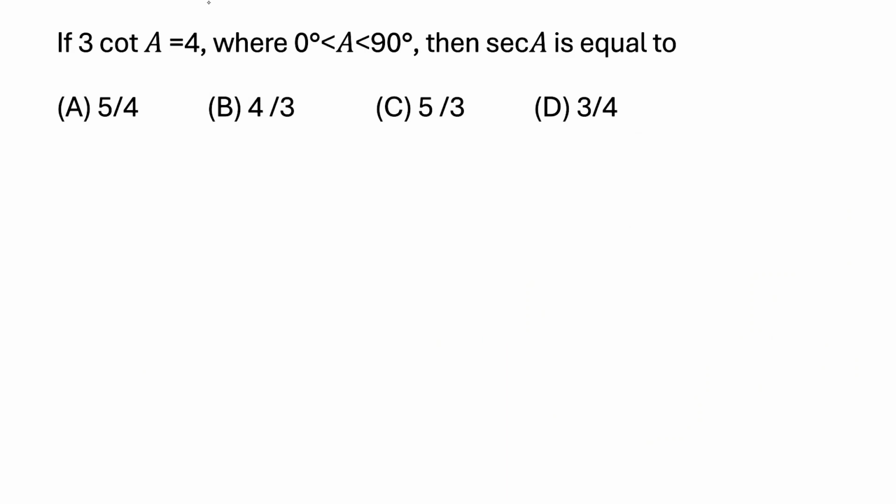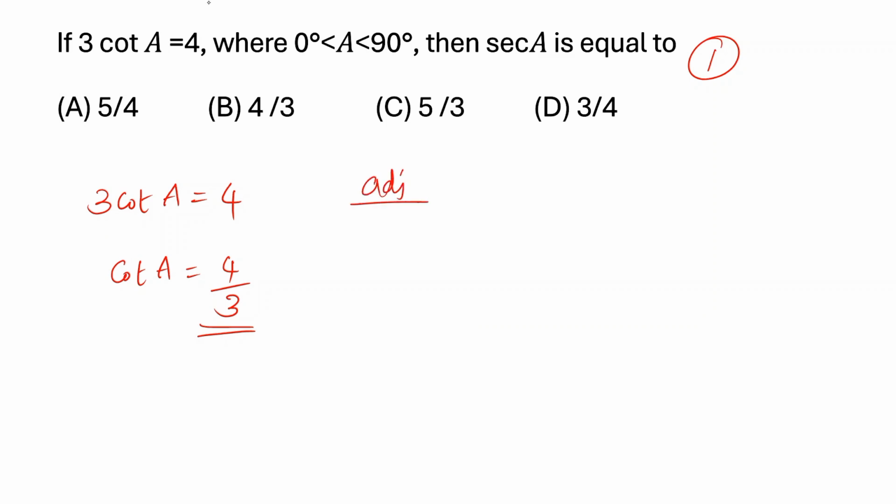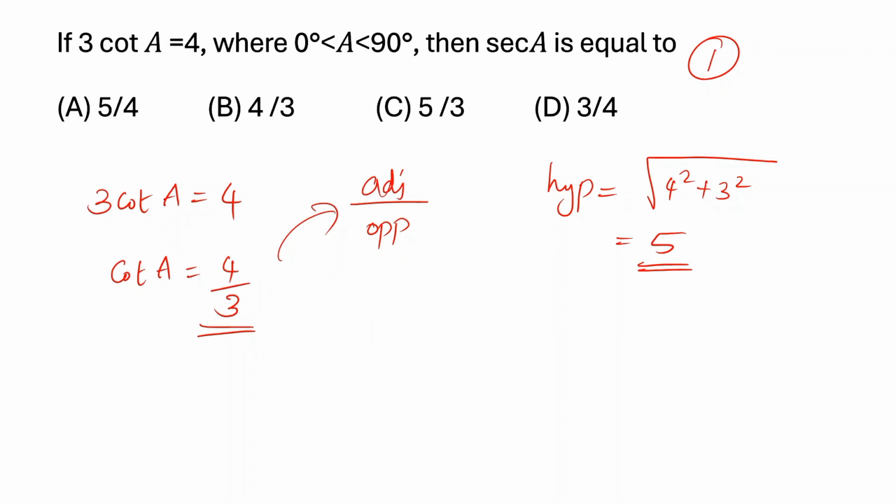If 3 cot A equals 4, where A is between 0 degree and 90 degree, then cosec A is equal to, here it is also a 1 mark question, 3 cot A equals 4. What about cot A? 4 by 3. So cot A is actually adjacent side over opposite side, right? Okay, we can find the hypotenuse easily. Root of 4 square plus 3 square, that is 5 units.